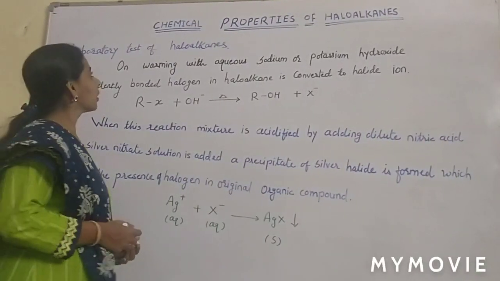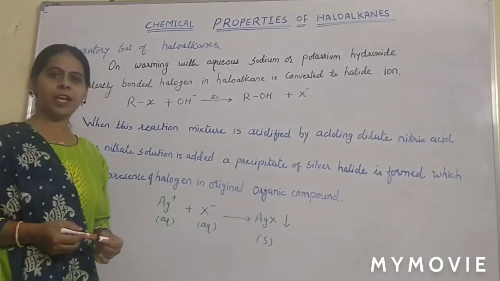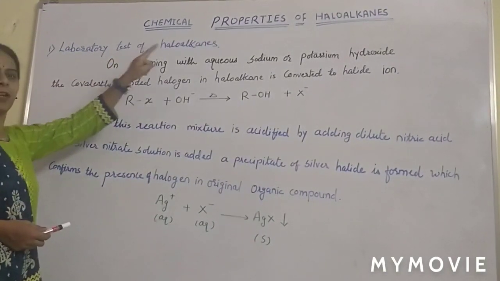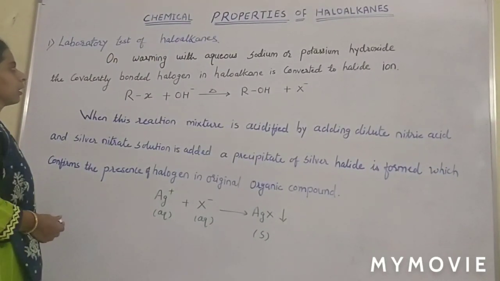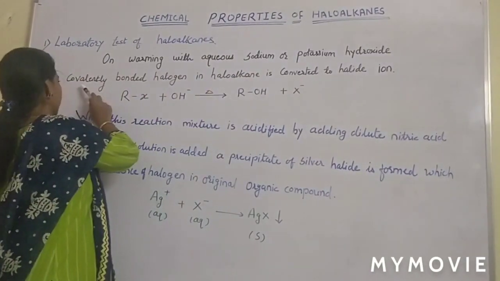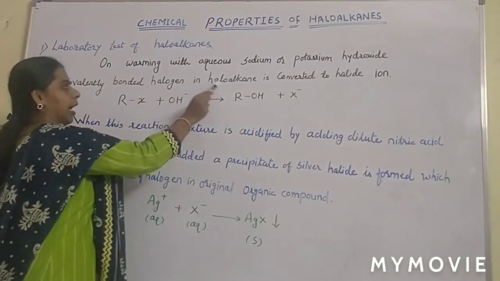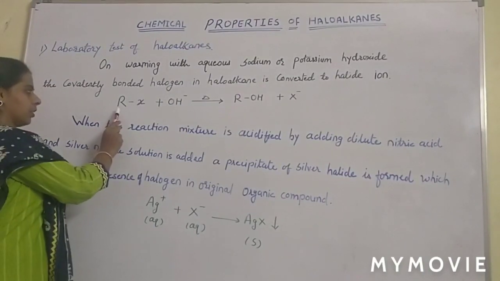Good morning, students. Today in this lecture we will discuss the chemical properties of haloalkanes. First property is the laboratory test of haloalkanes. Now here, on warming with aqueous sodium or potassium hydroxide, the covalently bonded halogen atom in haloalkane is converted to halide ions. Now see the reaction.